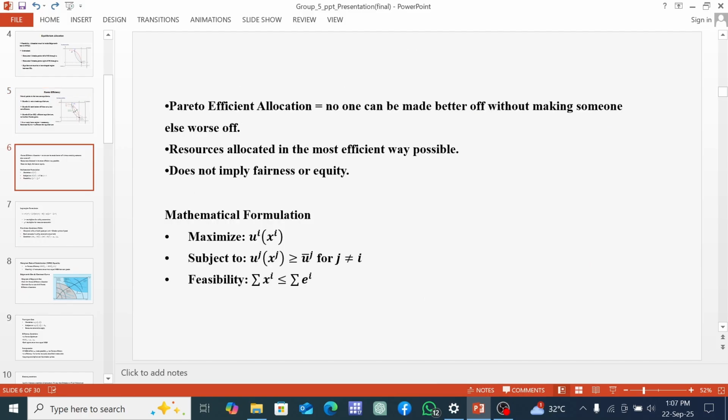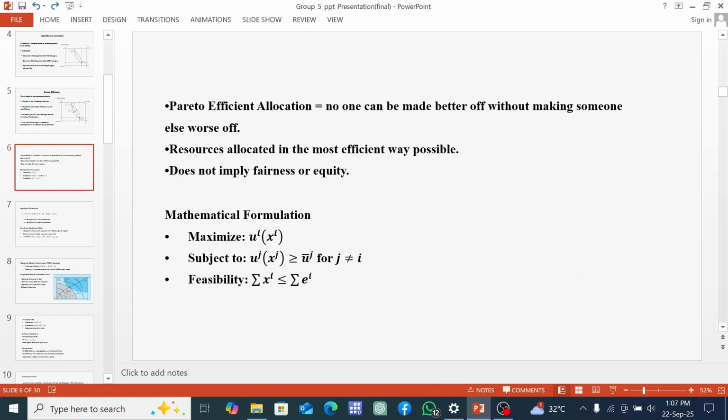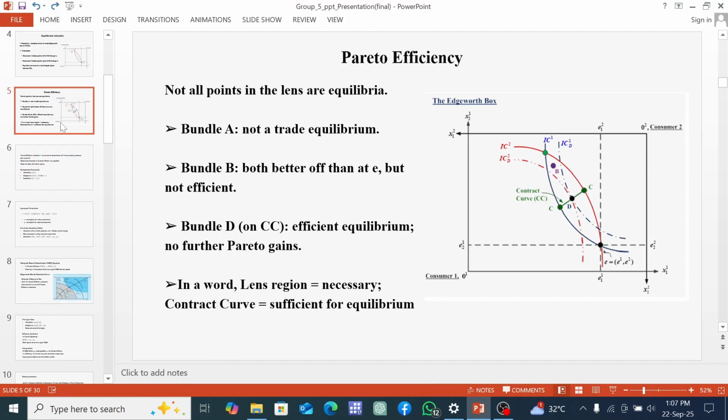Resources are allocated in the most efficient way possible. Here at a point like D, the resources are properly utilized, so no raw resources in the society are unused. It doesn't imply fairness or equity. So this is a very interesting point.